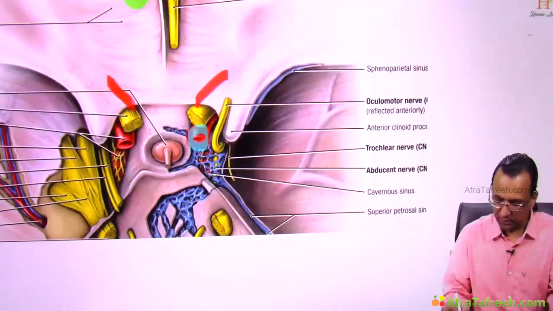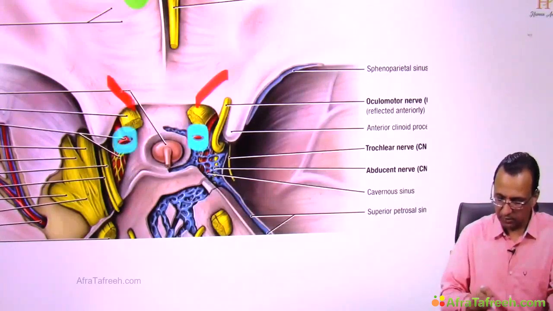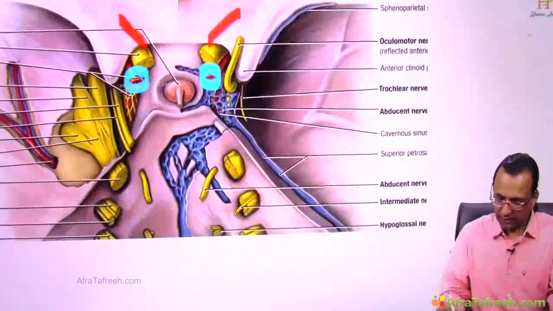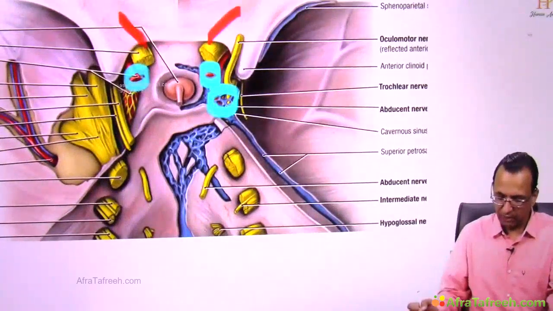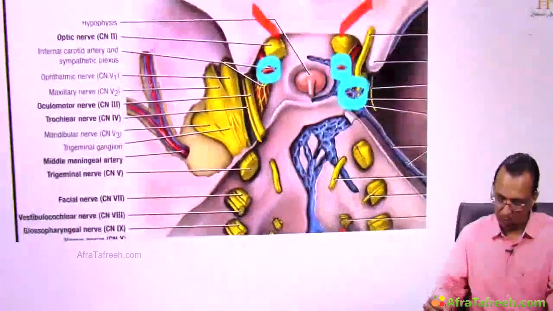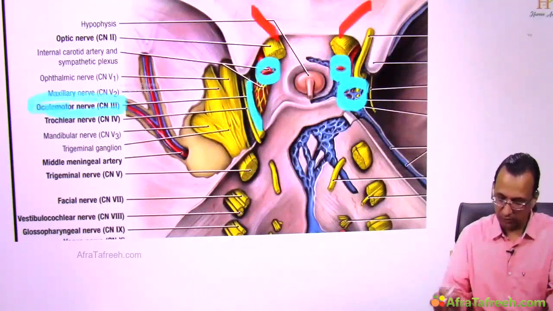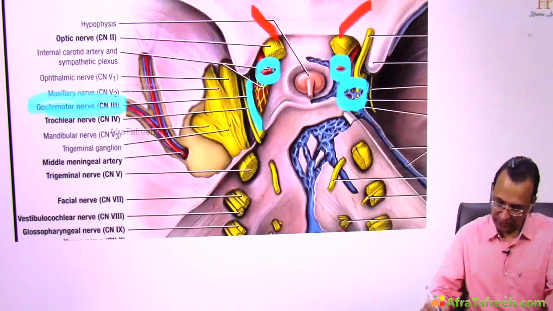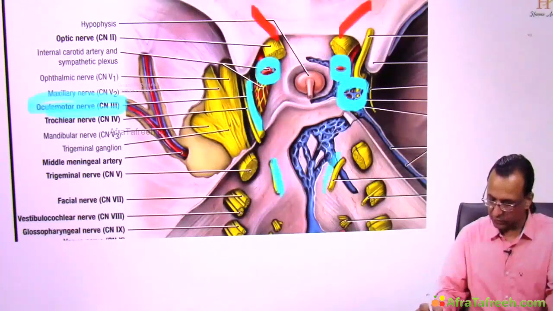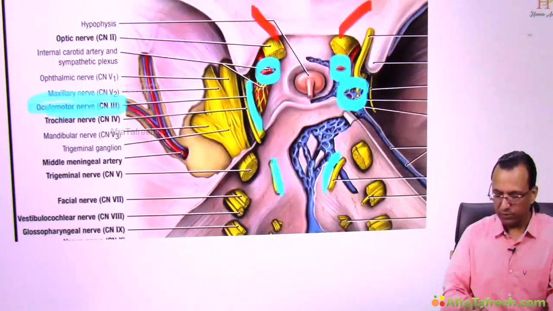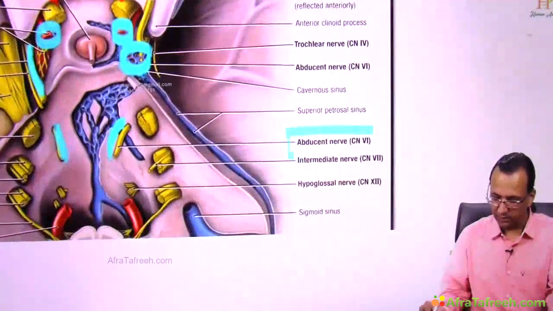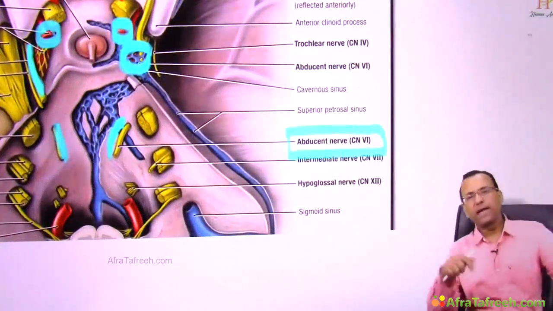If you say this is the internal carotid artery, fine. It is inside the cavernous sinus here. Then which nerve is more medial? That is the oculomotor. And which nerve is this and this? That is actually the abducent, the sixth nerve. So how do I identify the abducent nerve?